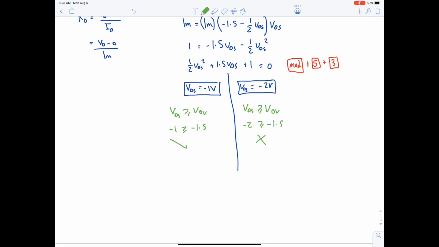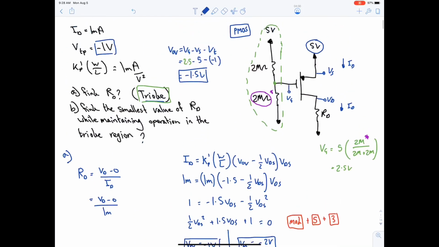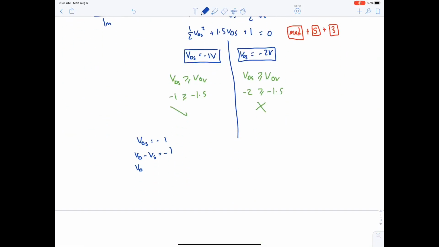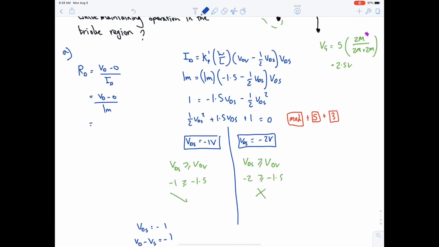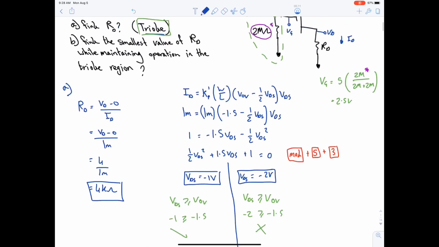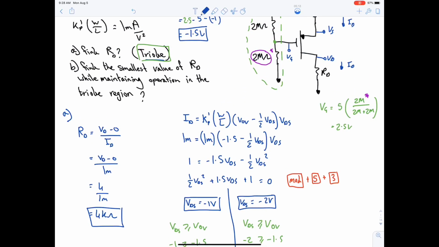Let's continue. Now, if VDS is minus 1, then VD minus VS is equal to minus 1. VS is 5, so VD minus 5 equals minus 1, hence VD is equal to 4 volt. Taking 4 and plugging it in here will result in 4 kilo ohm, and this is the final answer for part A. For part B, find the smallest value of RD while maintaining operation in the triode region.